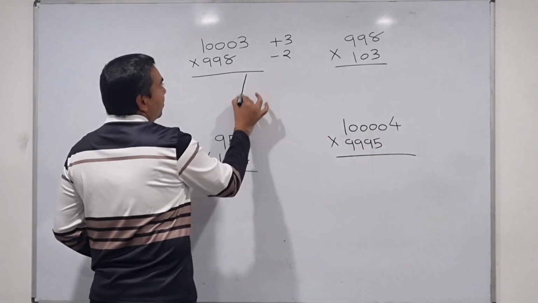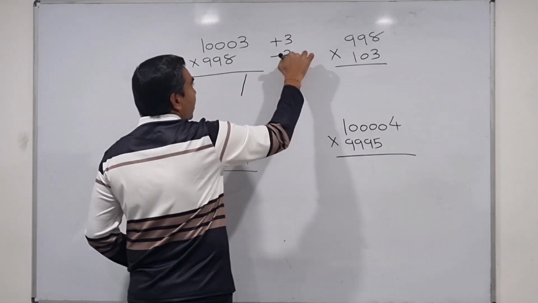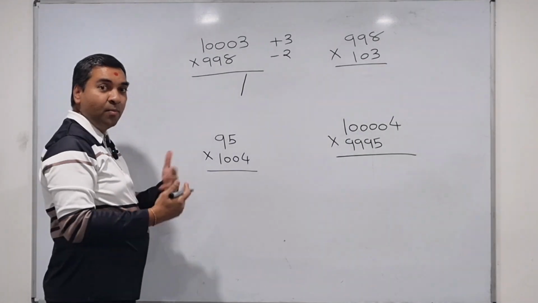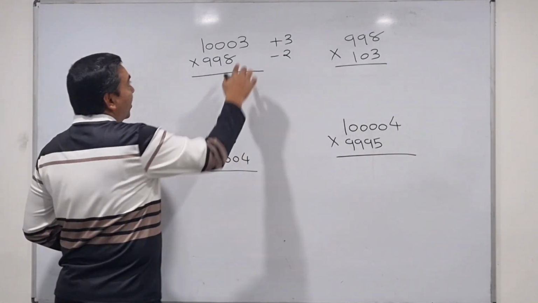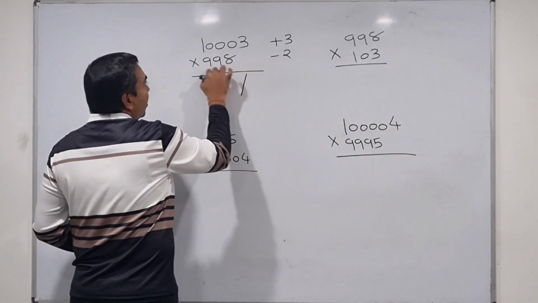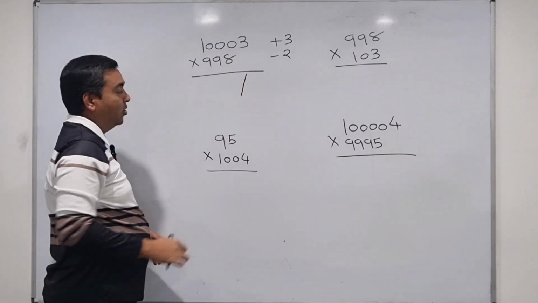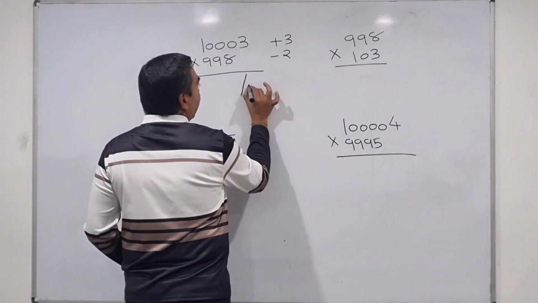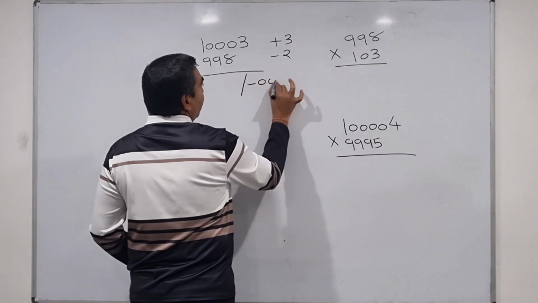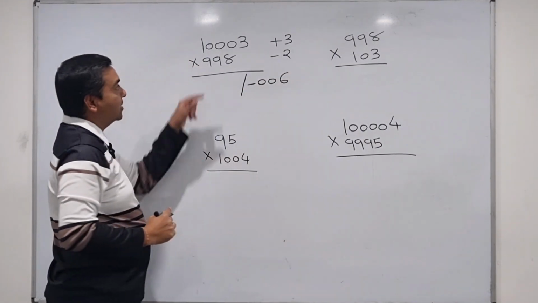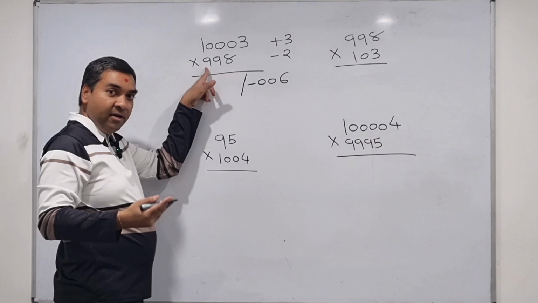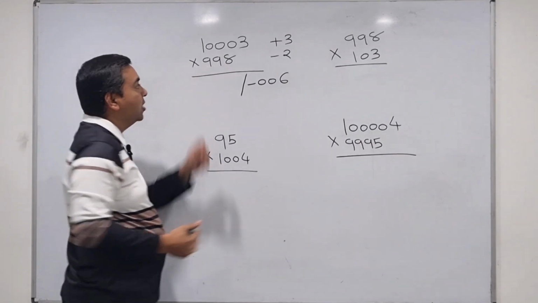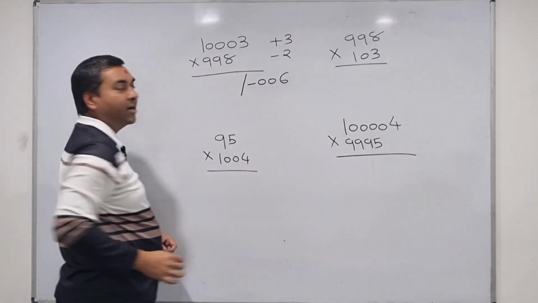Now what am I going to do? I'm going to multiply them. 3 times minus 2, which is minus 6. What is my smaller base? My smaller base is 1,000. So I'm going to write down that as a 3-digit number. So I'm going to write down negative 006. Very important, guys. My small base has 3 zeros, 1,000. So I need to have a 3-digit number right here, guys.